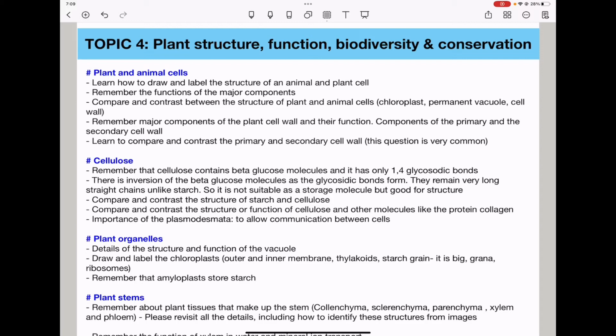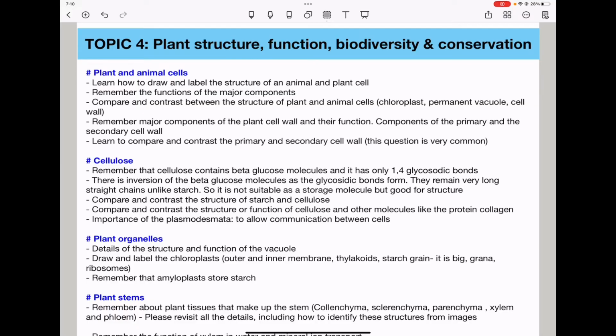Moving on to cellulose, you need to remember that cellulose contains beta-glucose molecules and it contains only 1,4-glycosidic bonds, unlike starch. You need to remember there is inversion of some beta-glucose molecules as the 1,4-glycosidic bonds form between the two glucose molecules. However, cellulose molecules will remain very long straight chains, unlike starch. So it is not suitable as a storage molecule, but good as a structural molecule.